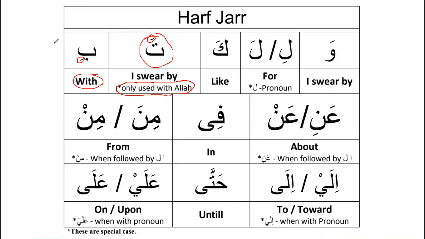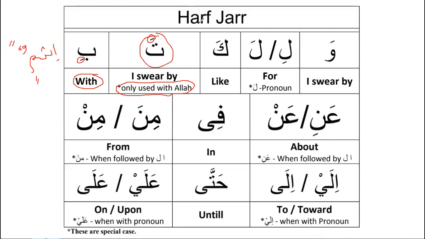So if I say ism, we know ism means name, commonly translated as name. And ism is also an ism, a noun. So if I say ba with ism, how can I say it? Is it b ismun, or b isman, or b ismin? How are we going to say it?